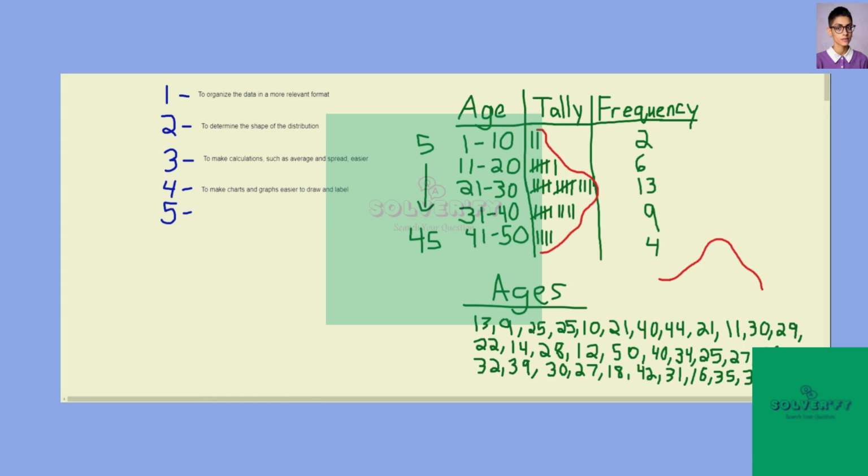Finally, our last reason is to allow for comparisons between multiple data sets. If you were to have two frequency distributions side by side, it would be very easy to compare the center and spread. You could tell where the most data points are in each, and you could compare the range and things like that. Using the list of ages, you would really have to dig deep into the data to try to figure that out.